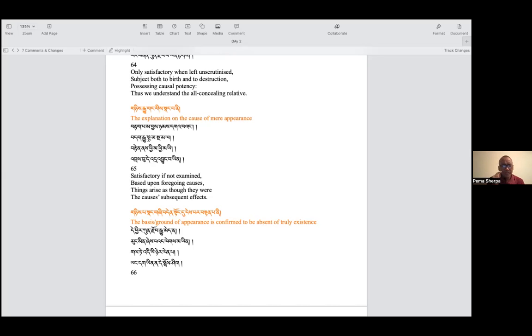But here, since Shantarakshita is influenced by the Chittamatrin, in the Chittamatrin system cause and effect are two different things. They are separate. We say shen tade. So when Shantarakshita says that when you do not analyze at all, it seems the cause is different from the result, they are two different things, and the cause comes before and the result comes after.